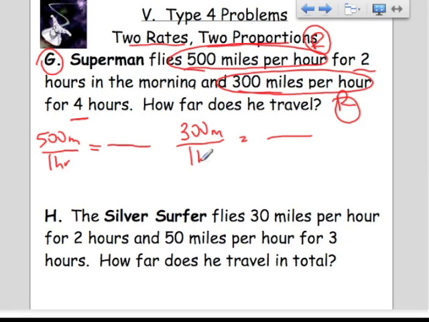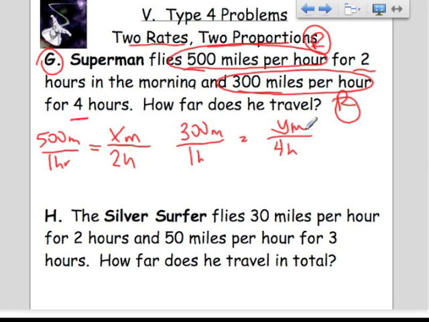Then I'll just complete it with the information that goes along with it. 500 miles per hour for 2 hours. We want to figure out how many miles he goes in that part of the day. 300 miles per hour for 4 hours. We want to know, I'll say y miles, how many miles he goes for that part of the day.